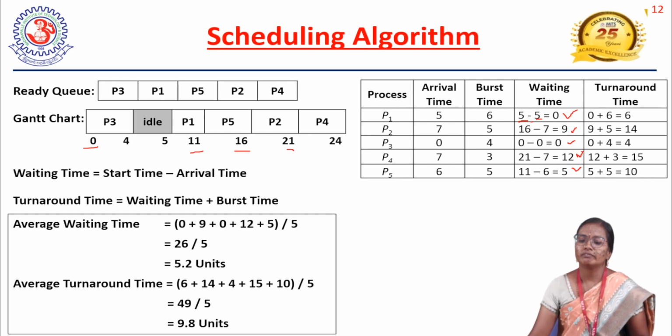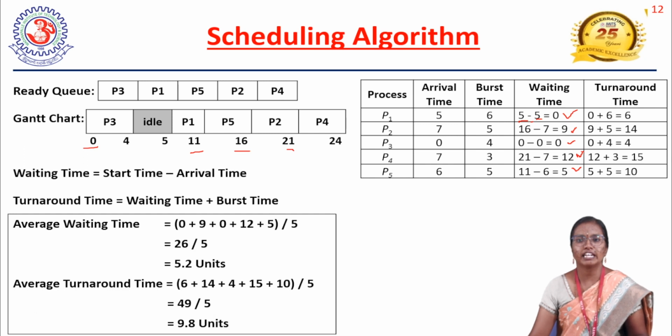P3 waits 0 milliseconds only. When P3 came, it was immediately admitted, so there is no waiting time. For process P4, it waits 12 milliseconds. For P5, it waits for 5 milliseconds. So these are the waiting times of the corresponding processes.